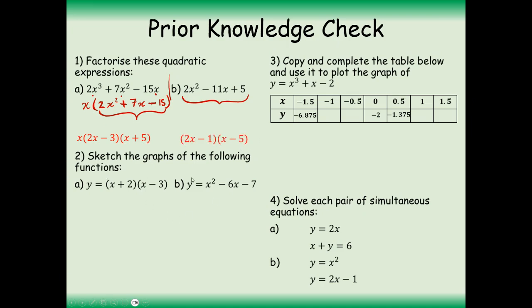For sketching graphs in question 2a, you should be able to do this without a problem. The factorized form is given to you in this part A. So one of the solutions is -2, the other solution is +3. That means that when you draw a smiley face here, the left root is -2 and the right root is +3. And when you sketch, you do have to show where the y-intercept is. You substitute x equals 0 into this equation. Here you will be multiplying a +2 with a -3, which will give you a -6. So that's the y-intercept there.